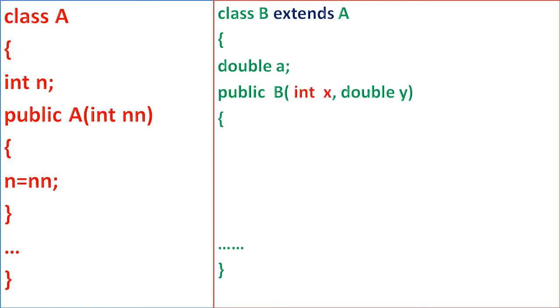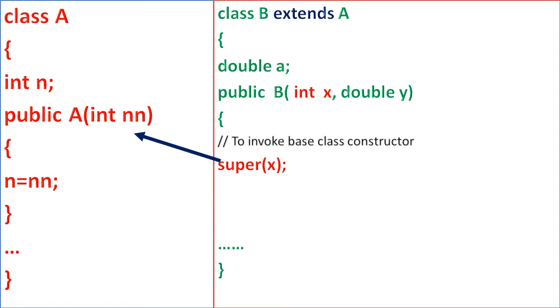So you can see public B, the first argument we are taking is int x for integer n, and double y we are taking for double a. And as I told you, first we have to write super in brackets with parameters according to the parameterized constructor of class A. So we have to write only super(x). Whenever this statement is executed, it will invoke the base class constructor. After that we can initialize the instance variable a with the help of y. So a equals y. In this way we have to define the constructor of a derived class.